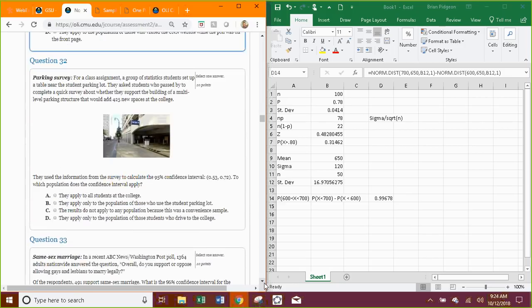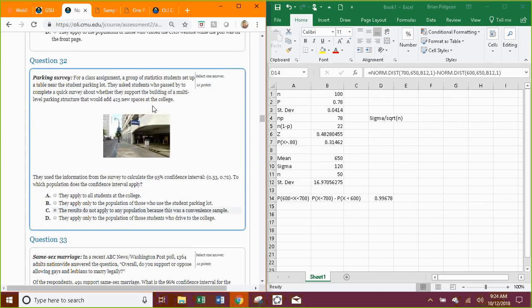So let's see. For our class assignment, a group of statistics students set up a table near the student parking lot. They asked students who pass by to complete a quick survey about whether they support the building of a multi-level parking structure that would add 425 new spaces at college. This is a convenient sample, so I'm just going to go ahead and say that it does not apply.